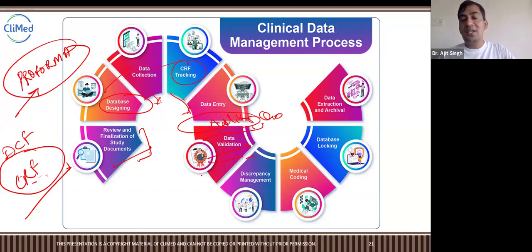Once the data validation is done, they do the discrepancy management. Discrepancy means if there are any problems after data validation, they manage those things, and they create the final chart, and then they code that data chart. That is medical coding. Here comes the medical coding. It is also done by the CDM team.